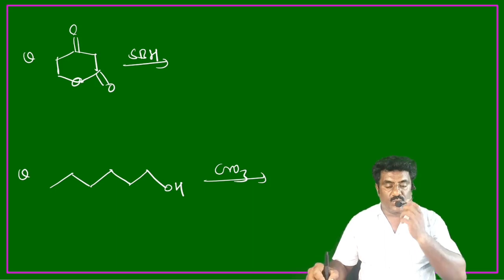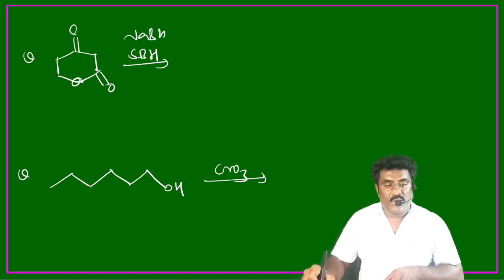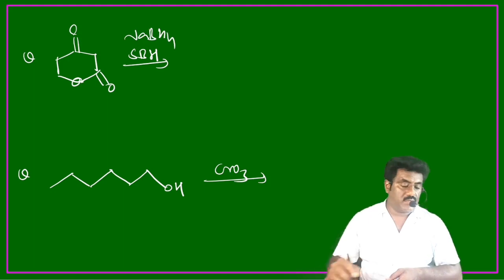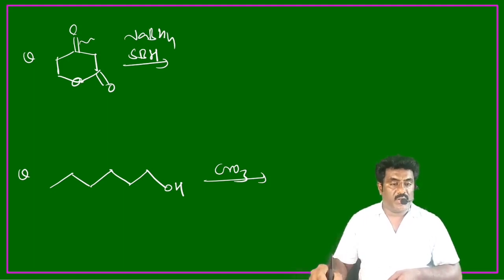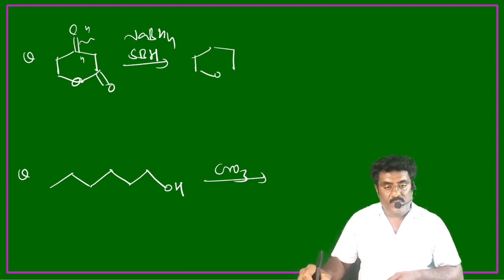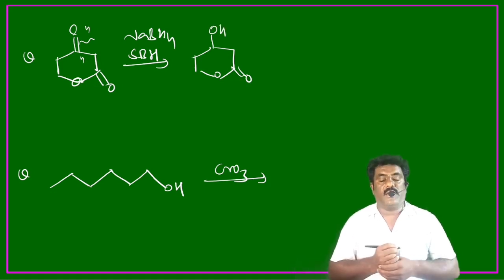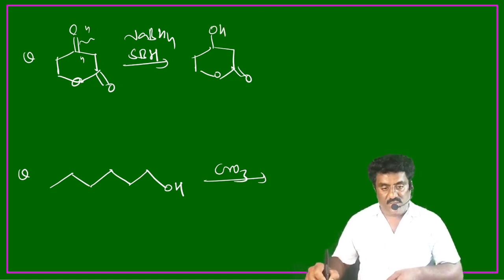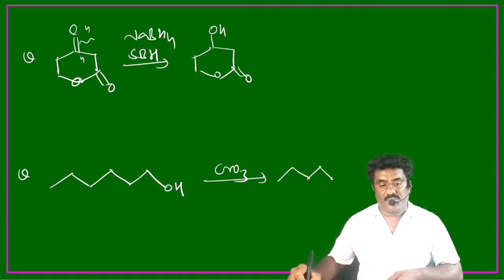See, sodium borohydride reduction. What happened? Here the pi bond breaks and hydrogen is added, to form an alcohol. Again, CrO3, chromic oxide: the primary alcohol is converted to an aldehyde. Yes.